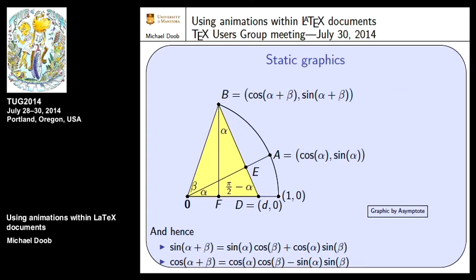So this was a figure I came up with. It's not very complicated. I'm sure someone's done it before. But the point is the construction of the figure. So you have your two angles, alpha and beta, and we stick it inside a unit circle of radius 1 here.